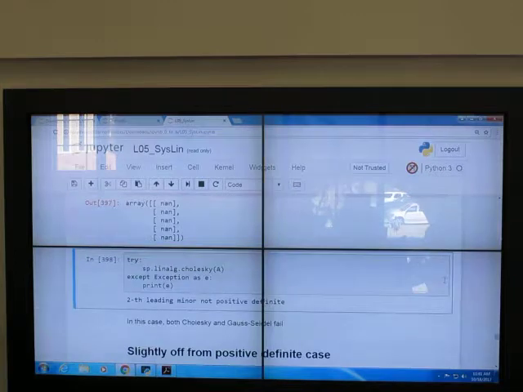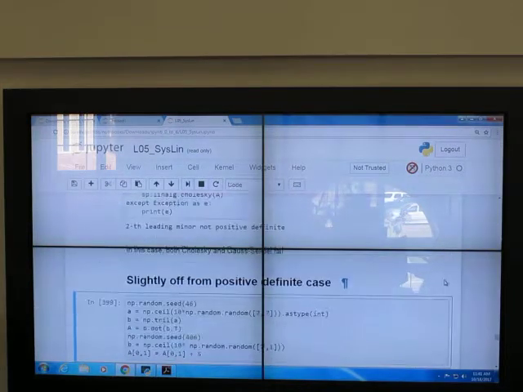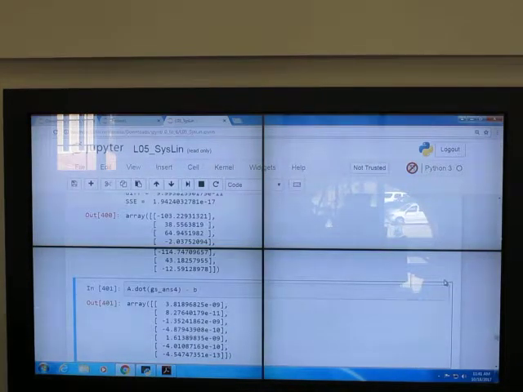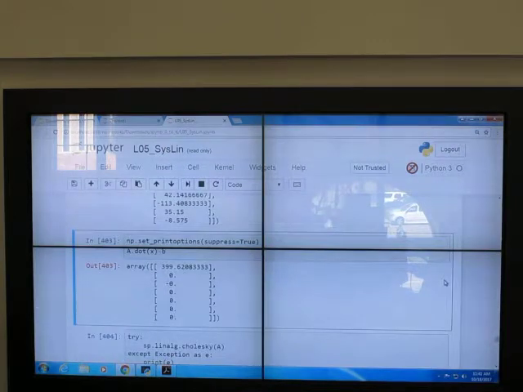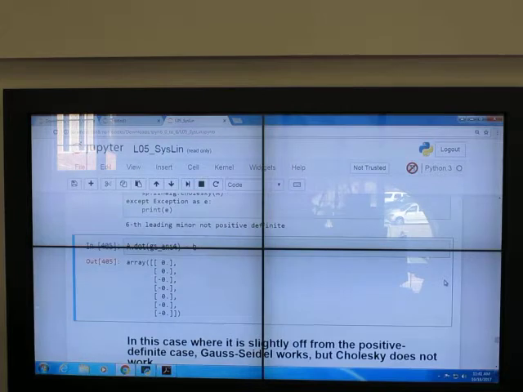Maybe. Okay. Slightly off. Does it work? Doesn't work. Okay.